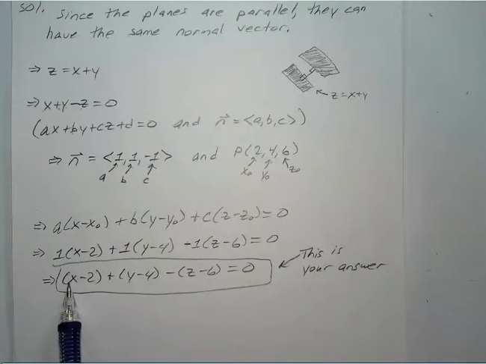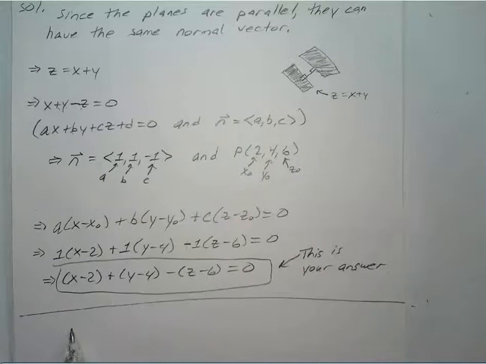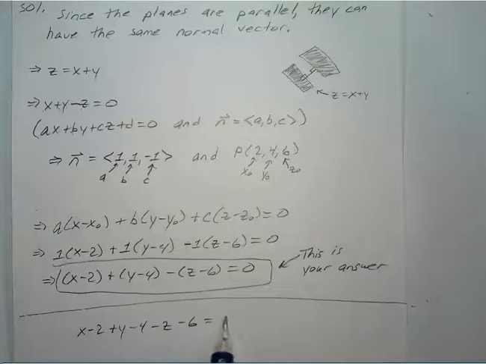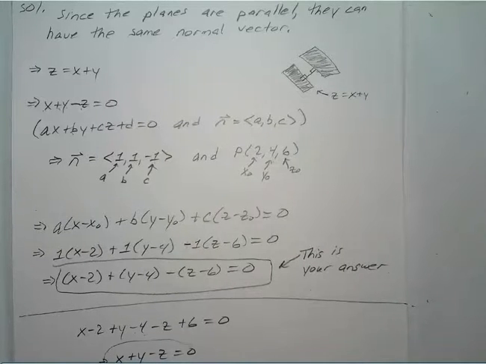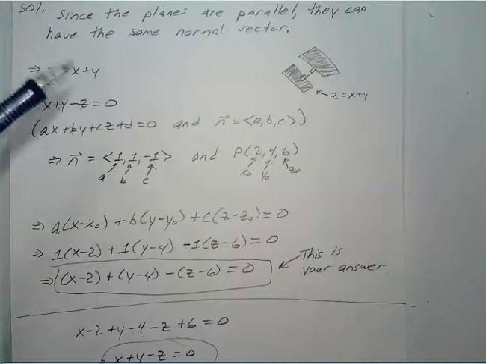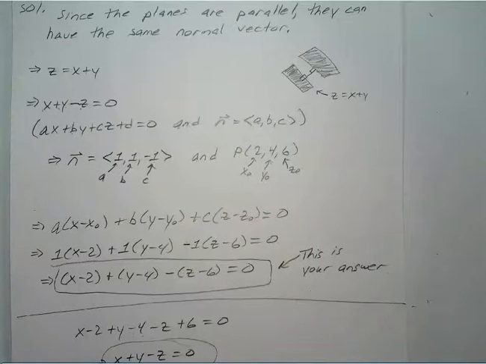Let's say if we did go ahead and distribute this out. So we're just going to block this off for a second. So you have x minus 2 plus y minus 4 minus z minus 6 equals 0. Minus 2 minus 4, so that would be plus 6, is -6 plus 6 is 0. So we end up with x plus y minus z equals 0, which is the exact same as the second plane. So we can't give this answer as our new answer.